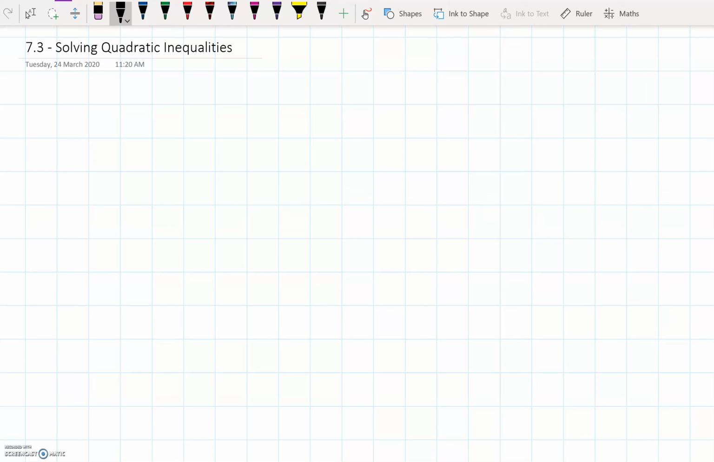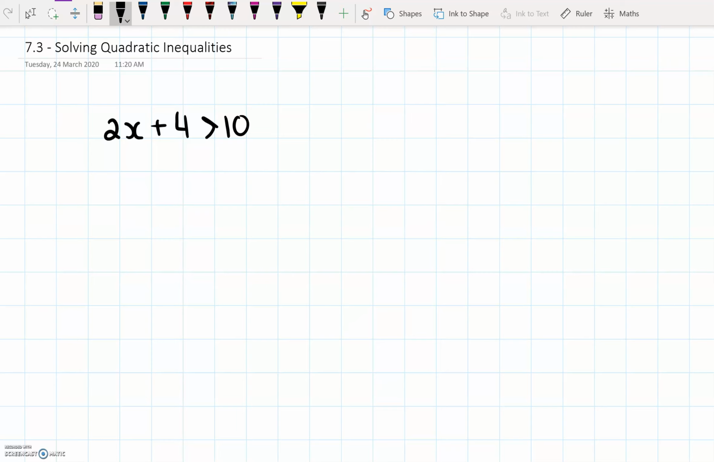Okay guys, today what we're going to look at is solving quadratic inequalities. You've done linear inequalities, so for example, if we had 2x plus 4 is greater than 10, all we would have to do is minus 4 from both sides. Then we get 2x is greater than 6, divide both sides by 2, and we get x is greater than 3. So this was solving a linear inequality.